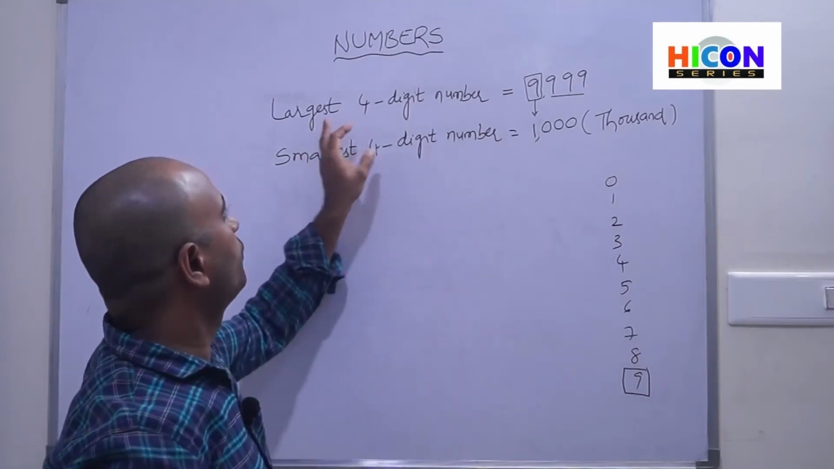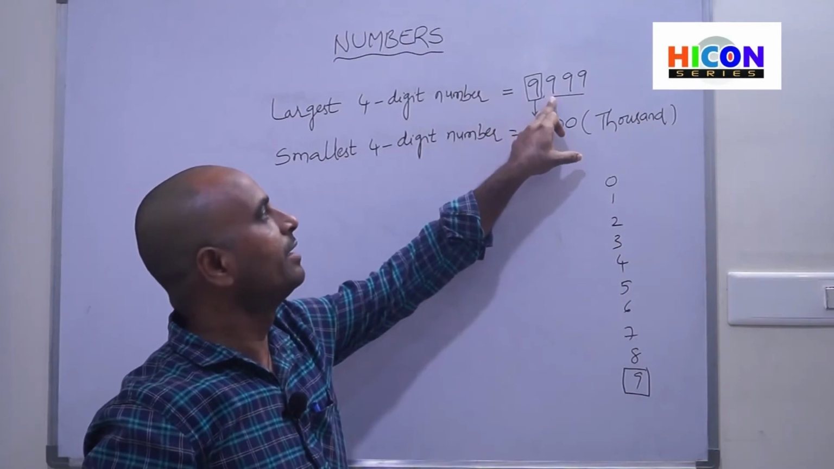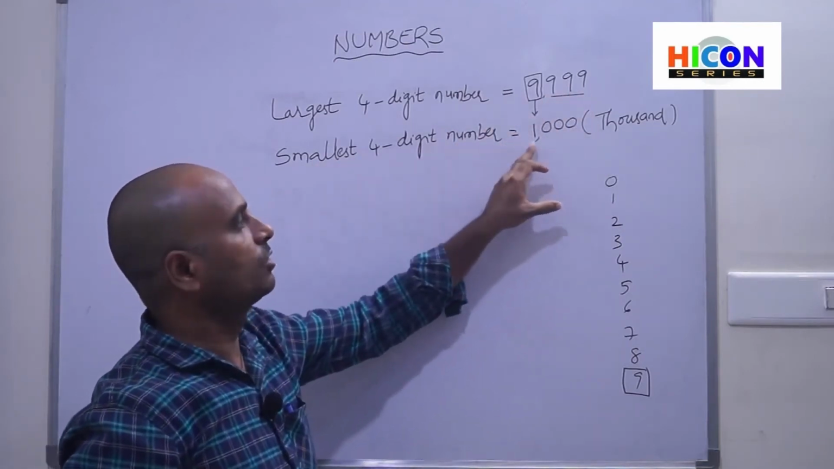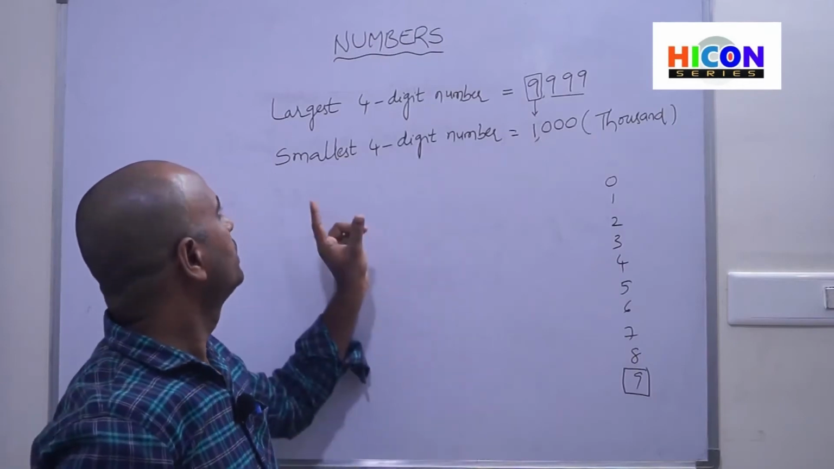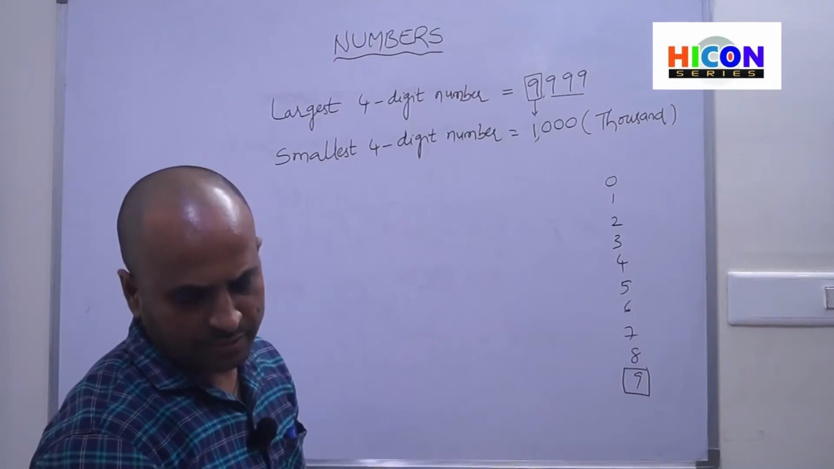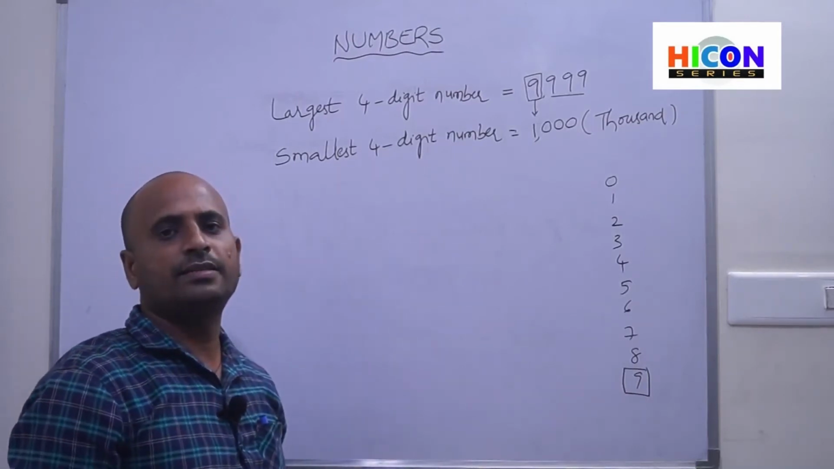So the largest 4-digit number is 9,999, and the smallest 4-digit number is 1000. This is about largest and smallest numbers. Next we will go to the exercise part.